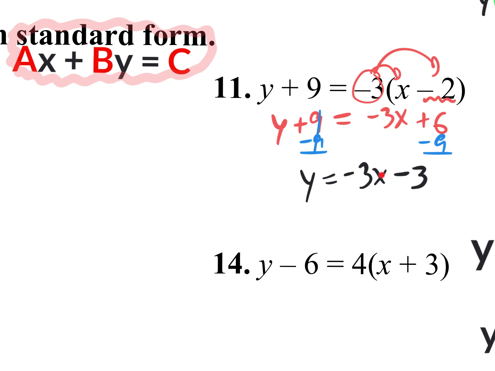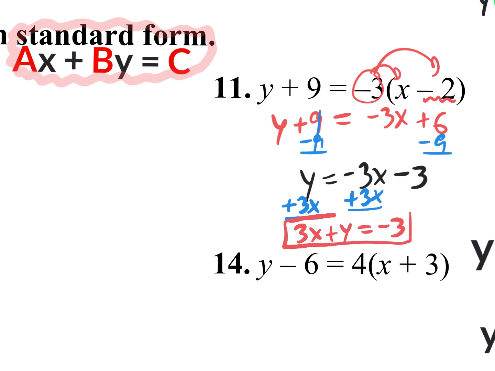All I need to do is get rid of this minus 3x, move it to the other side by doing the opposite, plus 3x, plus 3x. So what do I have left? My standard form equation, 3x plus y equals negative 3. There's my standard form equation of number 11. What do you think? Easy.